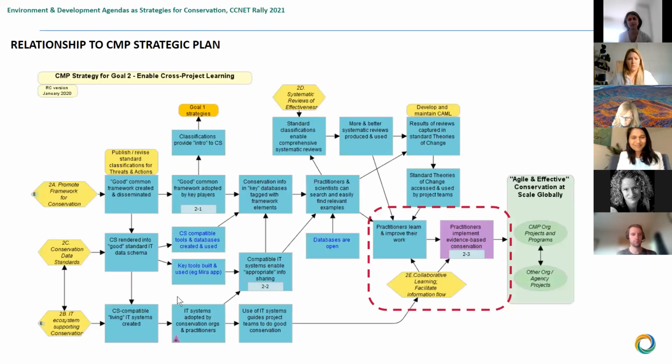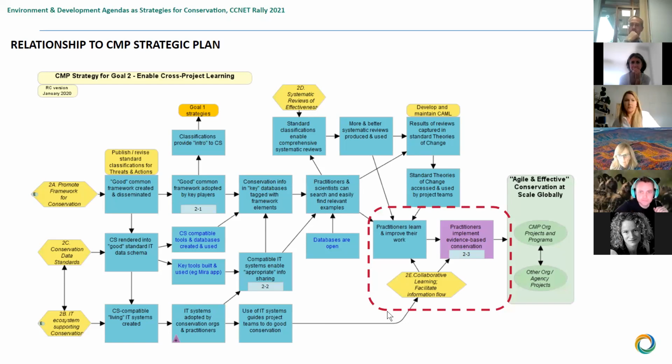Next, thank you. Within the CMP strategic plan, we are right where that red box is, the collaborative learning initiative. That's basically where CMP is looking at how the conservation sector is tackling strategic issues of our time, and we're sharing learning lessons to improve our practice around those issues.